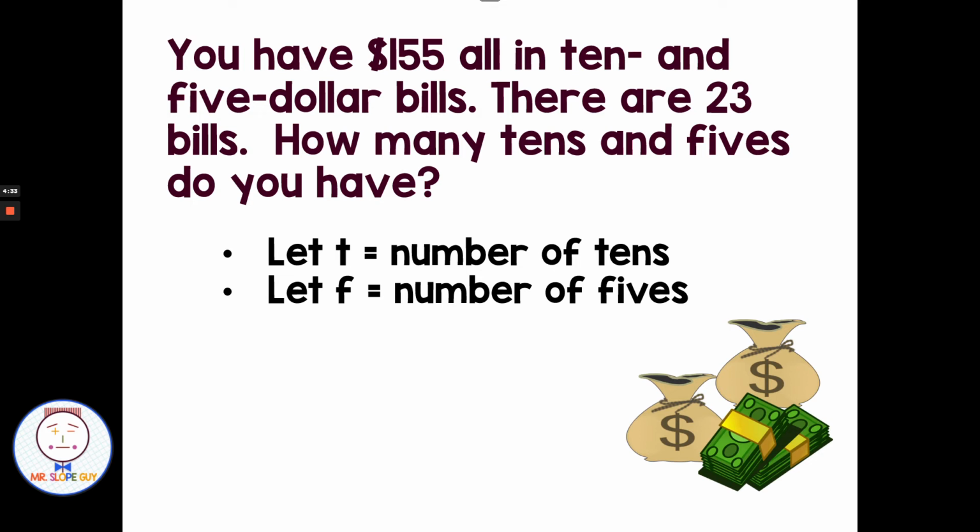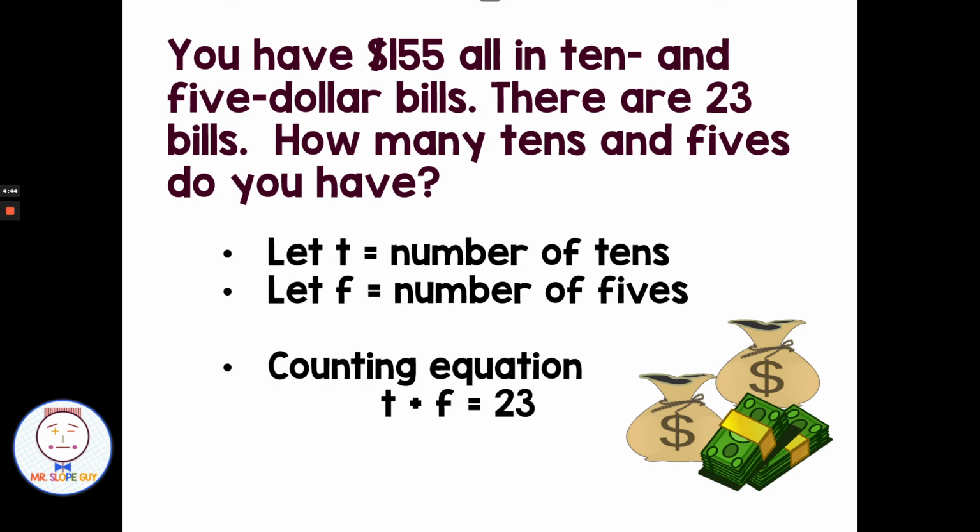Then I'm looking for my two equations to go with my two variables. And since I'm told there are 23 bills, I know that the number of 10s plus the number of 5s has to add up to 23. That's the quick and easy equation: t plus f equals 23. And in that, I don't have to take into account the different values. The second equation I'm going to write has to do with it adding up to $155.